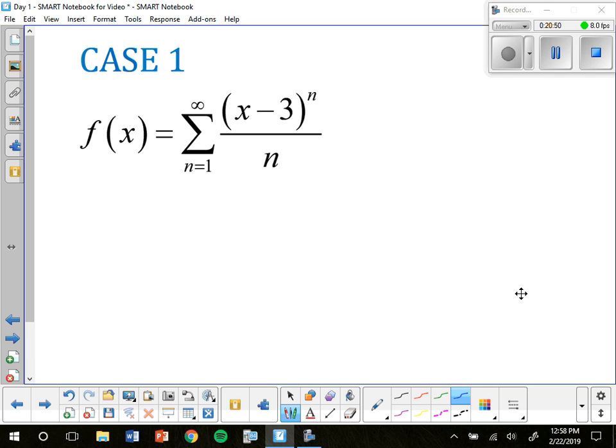So we're going to perform the ratio test. We're going to look at the limit as n goes to infinity of the absolute value of a sub n plus 1 divided by a sub n. So I'm going to look at a sub n plus 1.